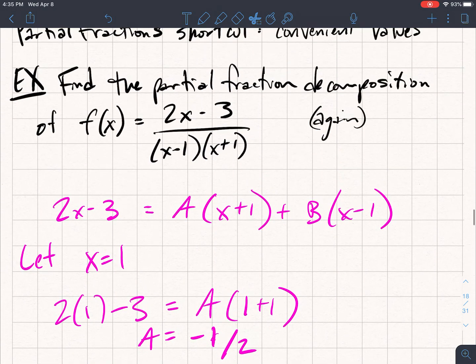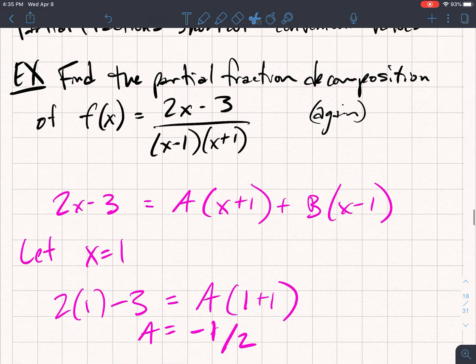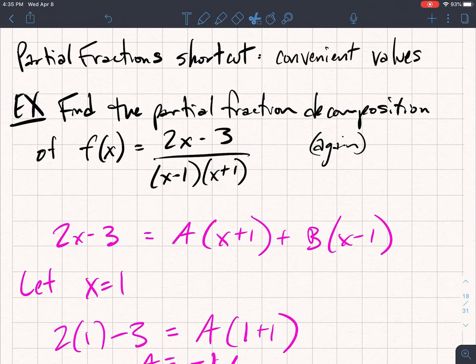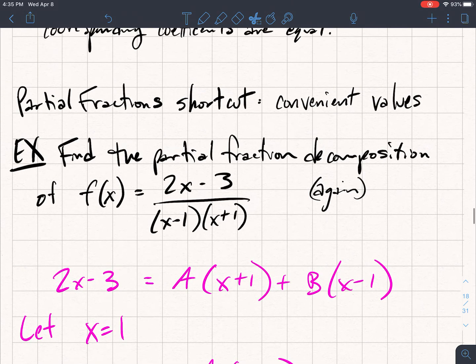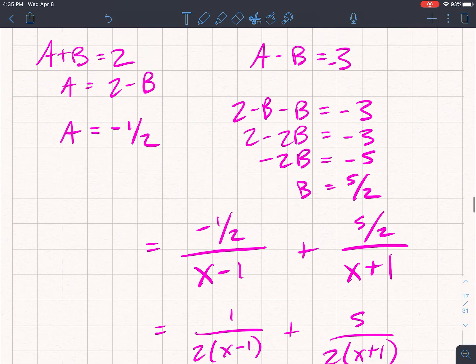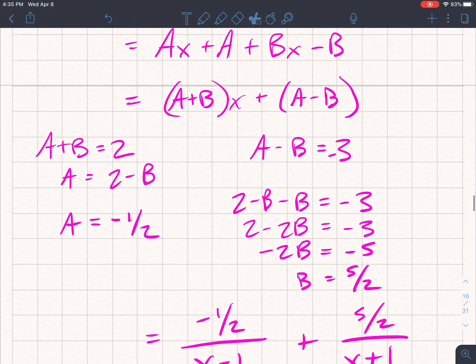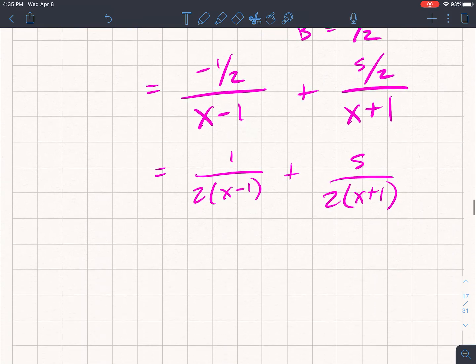So this is one method, choosing a convenient value for x. And then the other method is this guy up here, where we equate the coefficients and get a system of equations to solve.